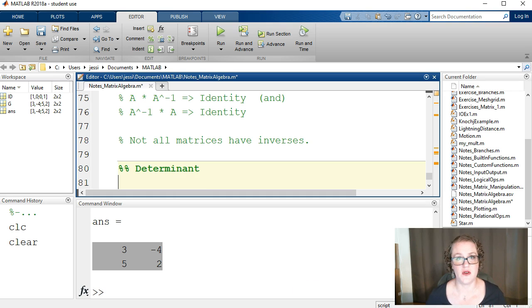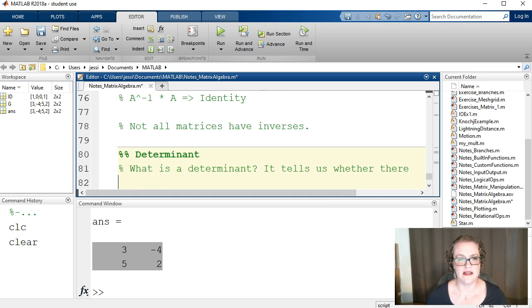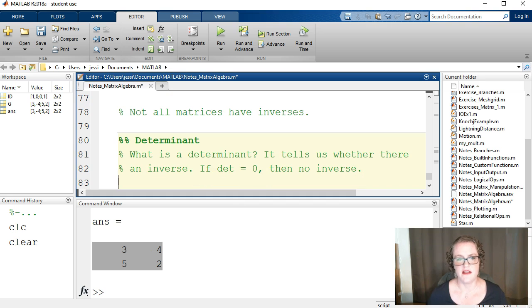So let's take a quick detour into determinant land and say, what is a determinant? Each matrix has a number associated with it called a determinant that tells us, among other things, whether there is an inverse. If the determinant equals 0, then no inverse. The command in MATLAB is just det, a common abbreviation. That's the name of it.